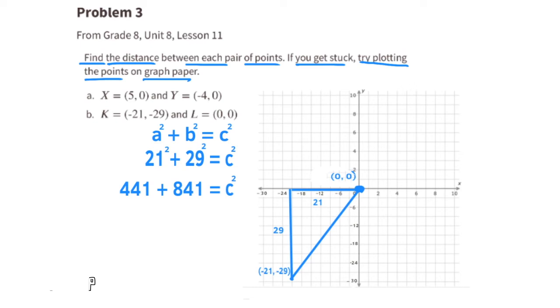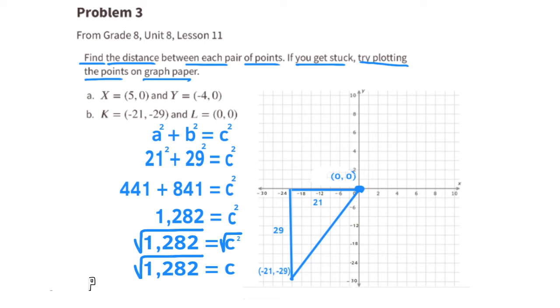441 plus 841 equals c squared. C squared equals 1,282. That means that c would equal the square root of 1,282. So the distance between these 2 points is the square root of 1,282.